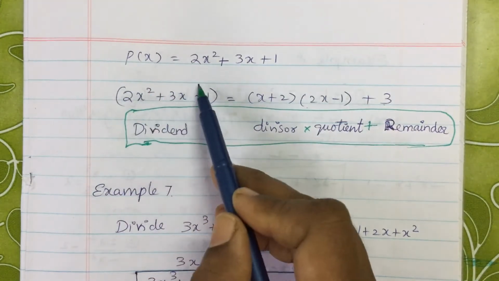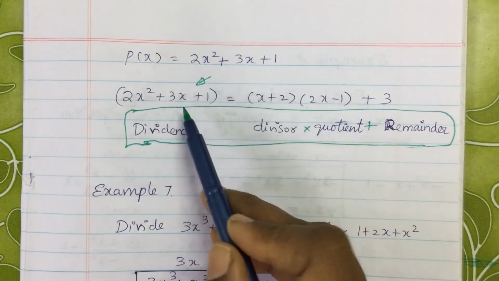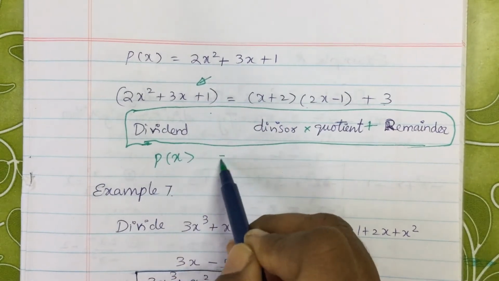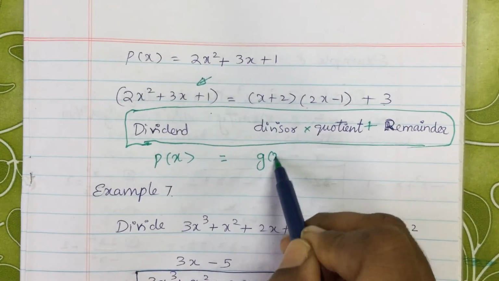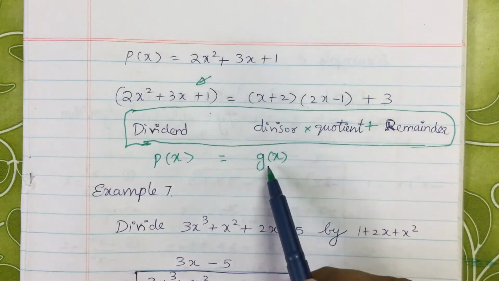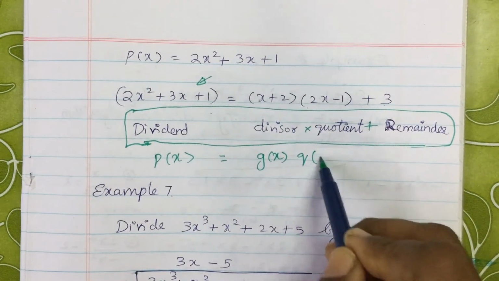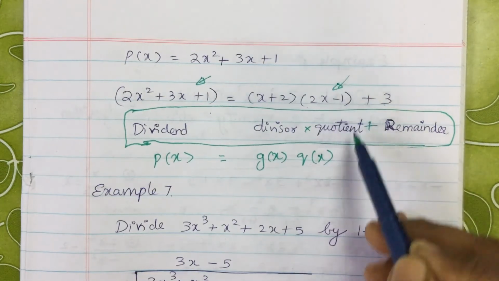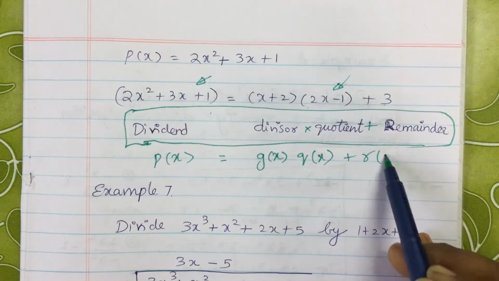I have written the dividend here, that is your p of x. P of x is equal to, divisor is g of x, that is x plus 2, and the quotient what you got is q of x, that is 2x minus 1, and then plus remainder r of x.